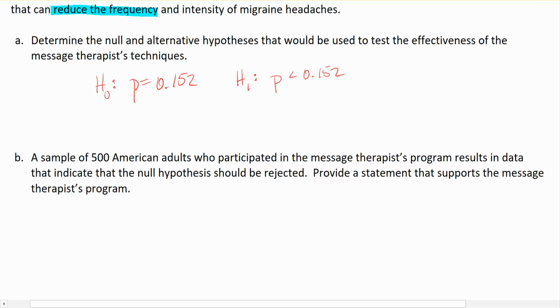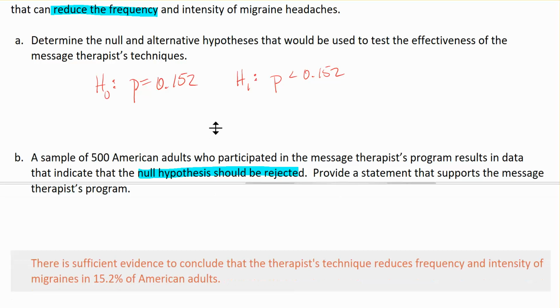The next part of this problem says that we have a sample of 500 American adults who participated in the program, and the data indicated that the null hypothesis should be rejected. That's what the data came back and found. So we've got to be able to state that conclusion. Remember, I gave you a template in class for how to state that conclusion, and it talked about how you're going to state that there either is or is not sufficient evidence to conclude something about the alternative.